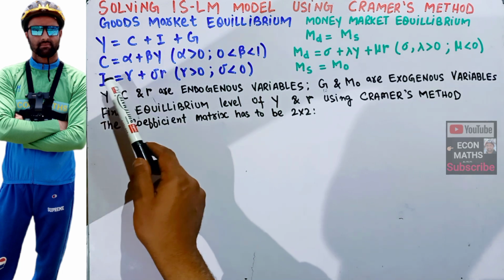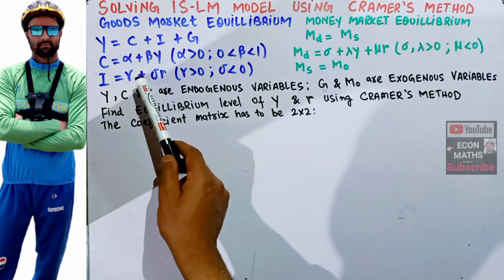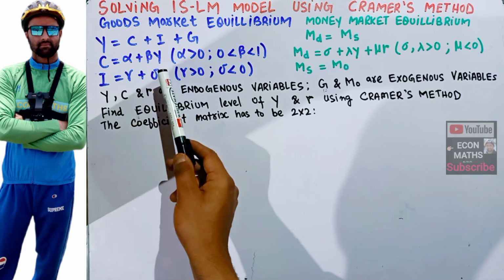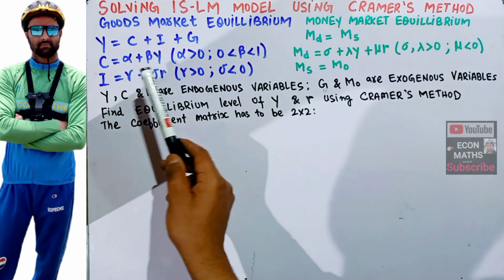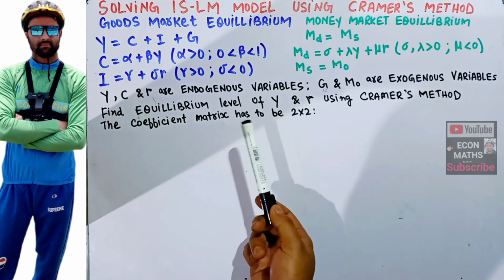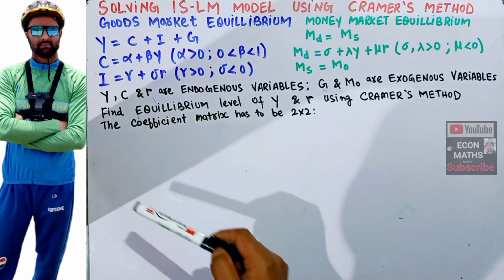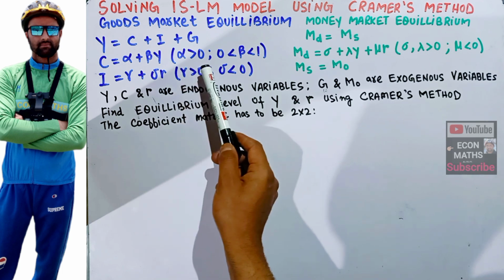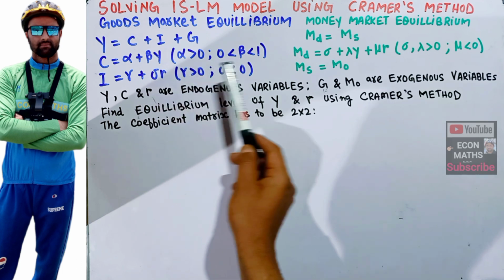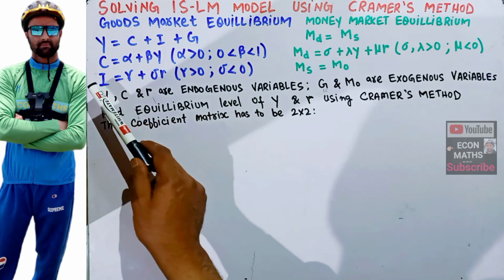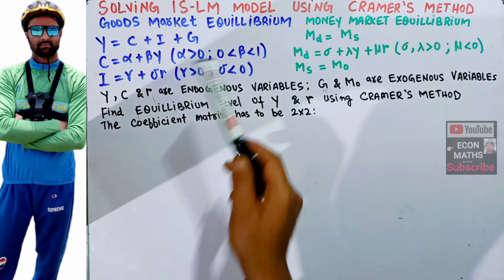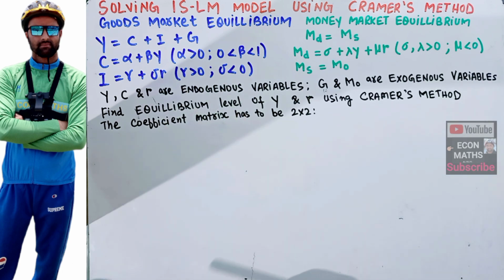Investment is equal to gamma plus delta r. Gamma is the autonomous investment, which does not depend upon the level of interest rate, and delta is here the marginal propensity to invest. Gamma is greater than 0 and delta is less than 0, so it is negative. There is a negative relationship between investment and rate of interest because our delta is less than 0.